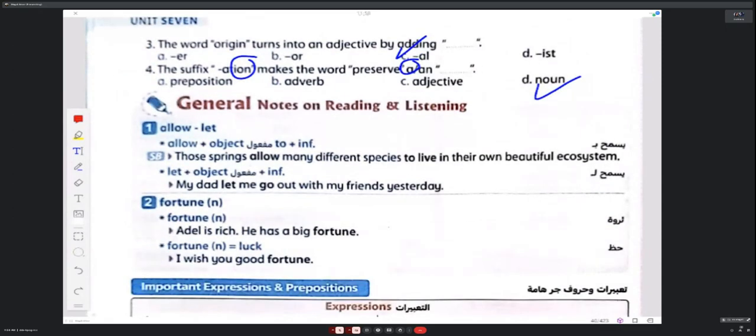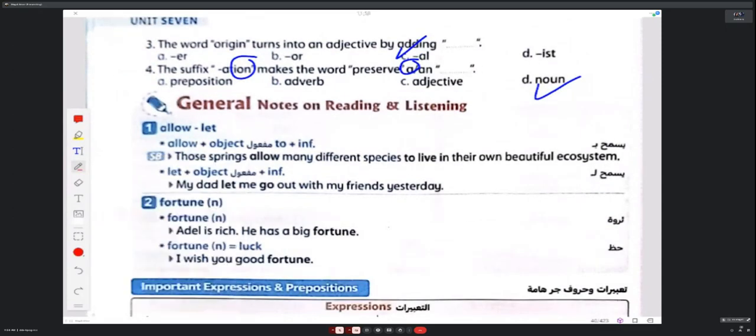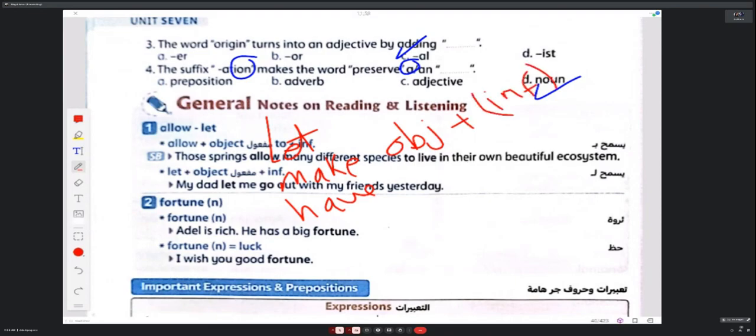Okay, the difference between allow and let. Let's have the full rule. Let, make, have are followed by object plus infinitive without any additions. Do, let me go, make me go, have me go. Okay, when we have the direct object here.